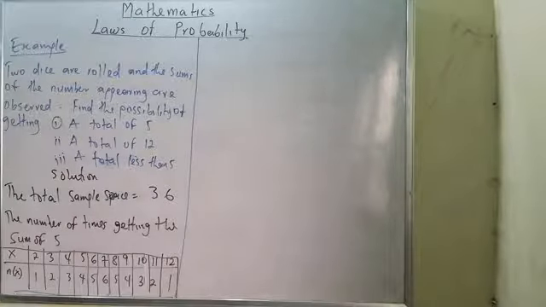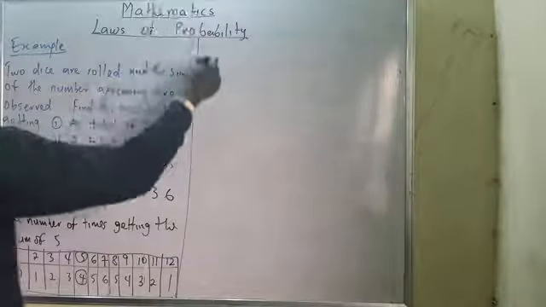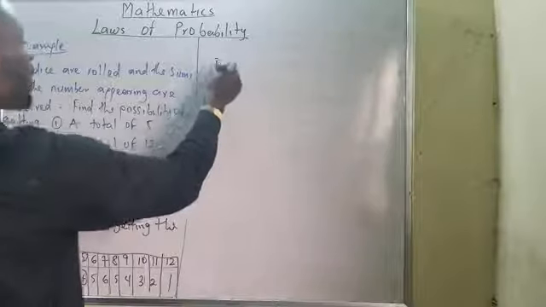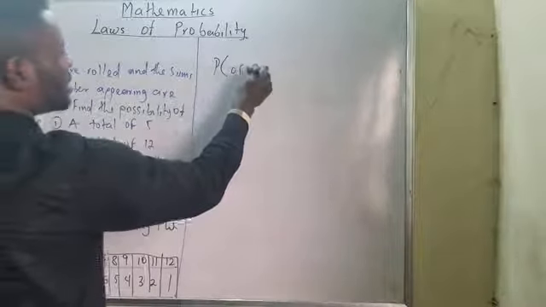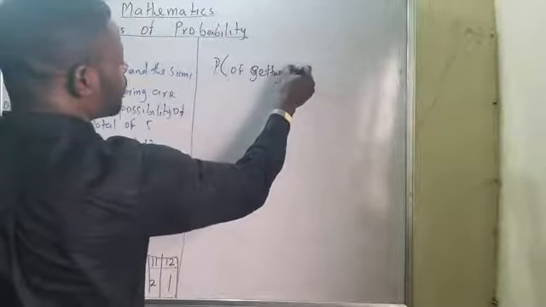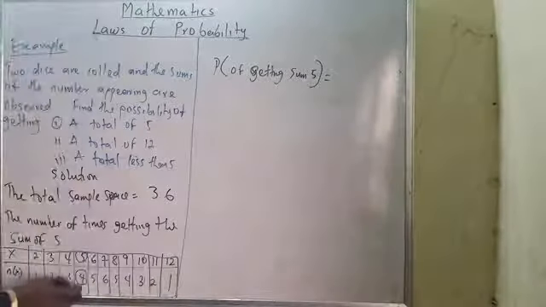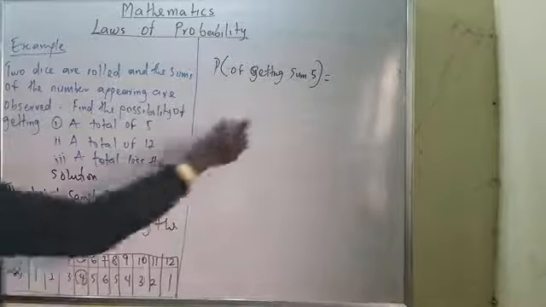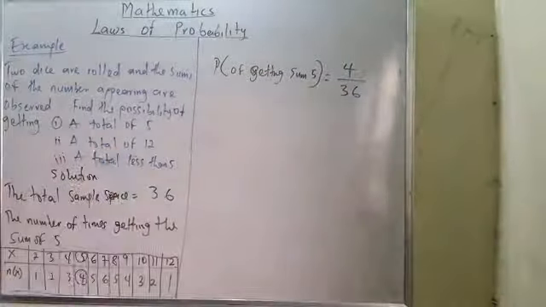Now, the probability of getting a sum of 5. What is 5 having? 5 is having 4. It means the probability of getting a sum of 5 will be equal to how many 5s am I having? The sum of 5 occurs 4 times. I'll be having 4 divided by 36. That is all I need to do.